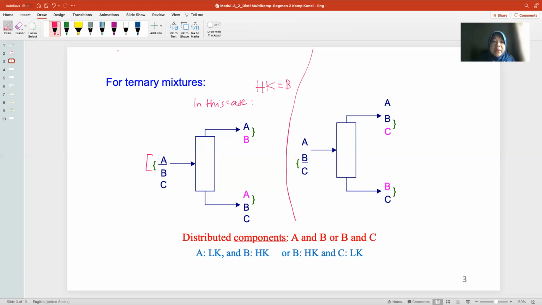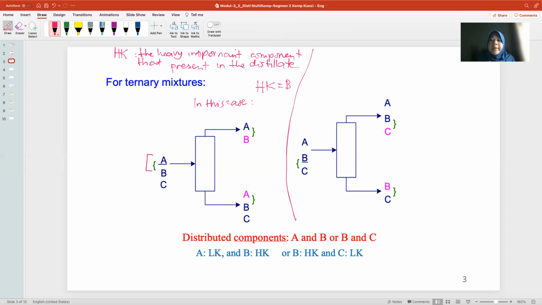Okay, so I'm going to write it here because sometimes you need a little bit of a concept. So the heavy key is the heavy important component that is present in the distillate.